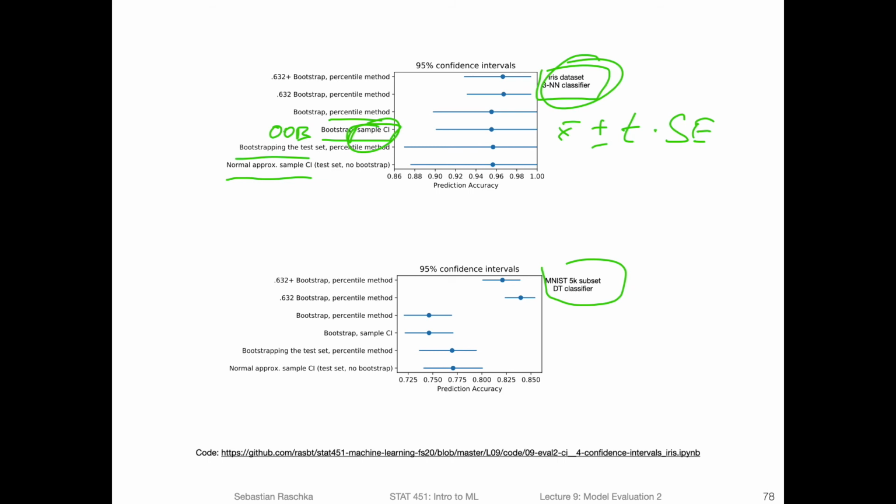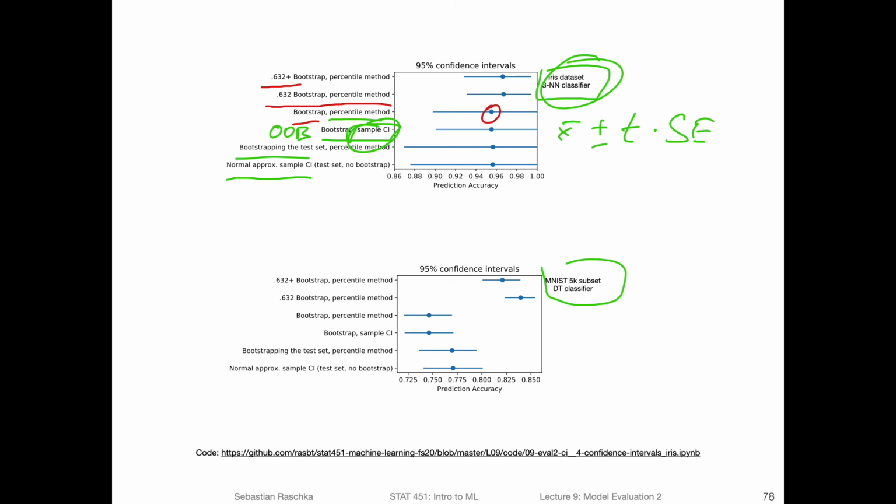But then the interesting parts are the 0.632 bootstrap method here and the 0.632 plus bootstrap method. And like we said, the regular bootstrap, the out-of-bag bootstrap, can be pessimistically biased.